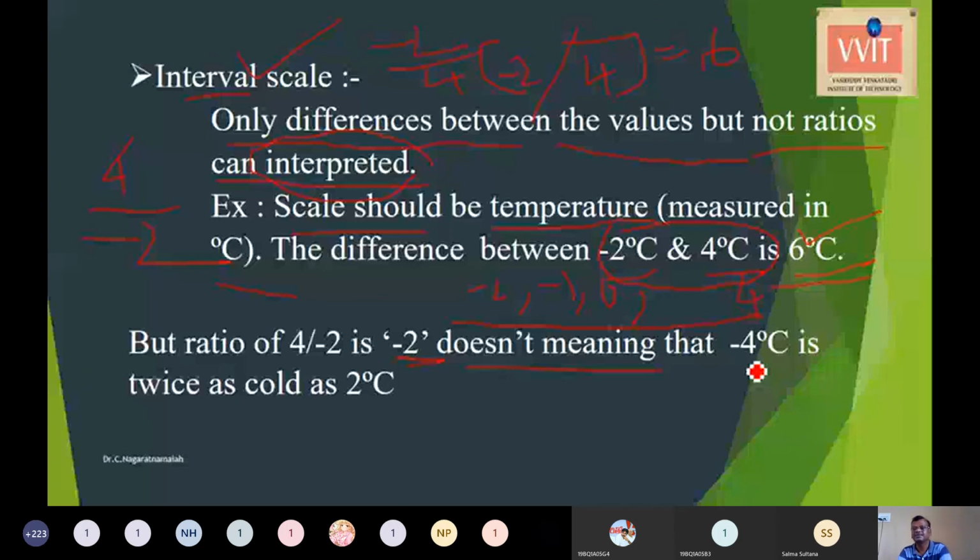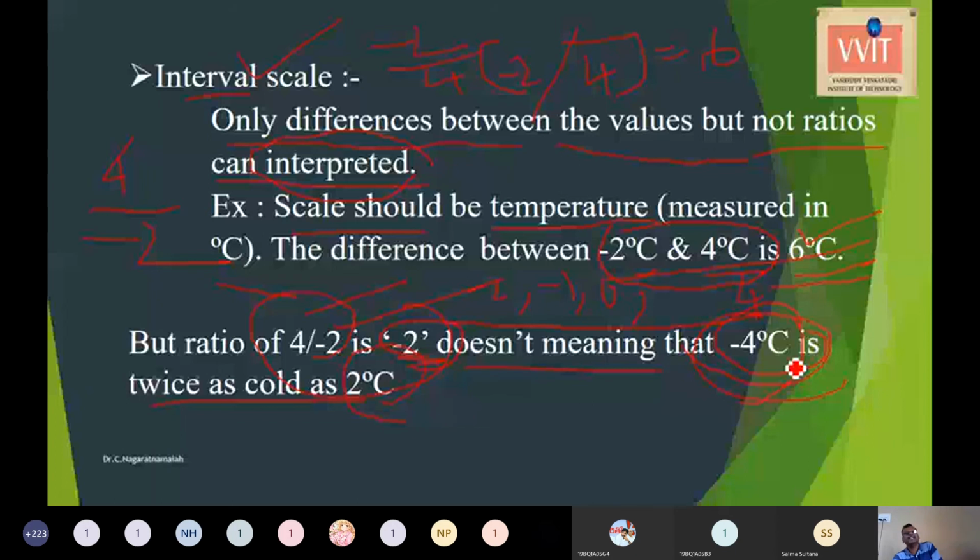Is it right? It is not twice as cold as 2 degrees. See, observe here the difference is equal to 6 degrees, but when you compare the ratios for these two, that is the upper value by lower value, that is the ratio. The ratio is equal to -4 by 2, that is equal to -2, and it does not carry the meaning of twice as cold.